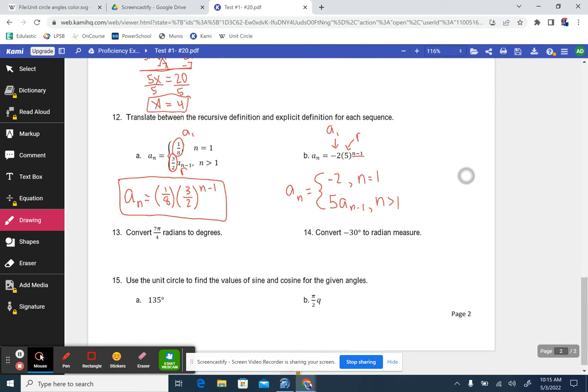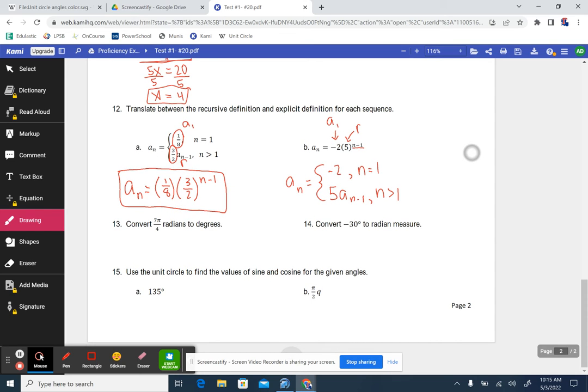Now, number 13. Convert 7 pi over 4 radian to degree. And then 14, convert negative 30 degree to radian measure. So on number 13, the shortcut, I have it written on the board, replace pi with 180. So you literally go through this problem, and instead of 7 pi, it's 7 times 180. And then you simplify. What is 7 times 180 divided by 4? 7 times 180 is 1,260 divided by 4 is 315. So the answer is 315 degrees.